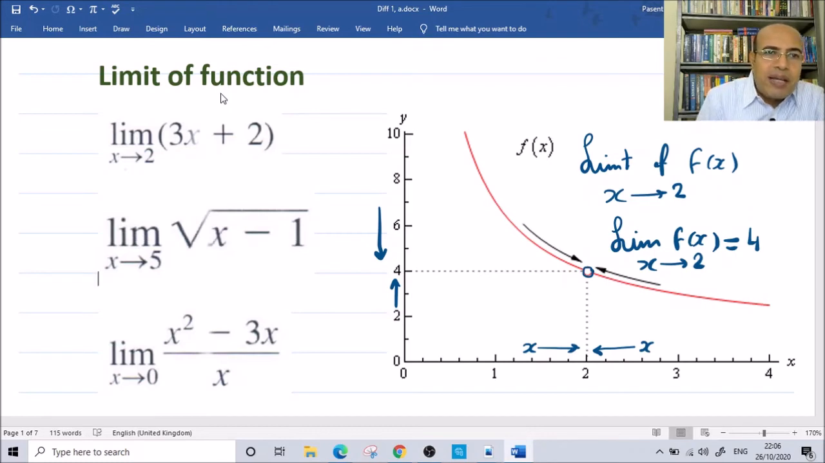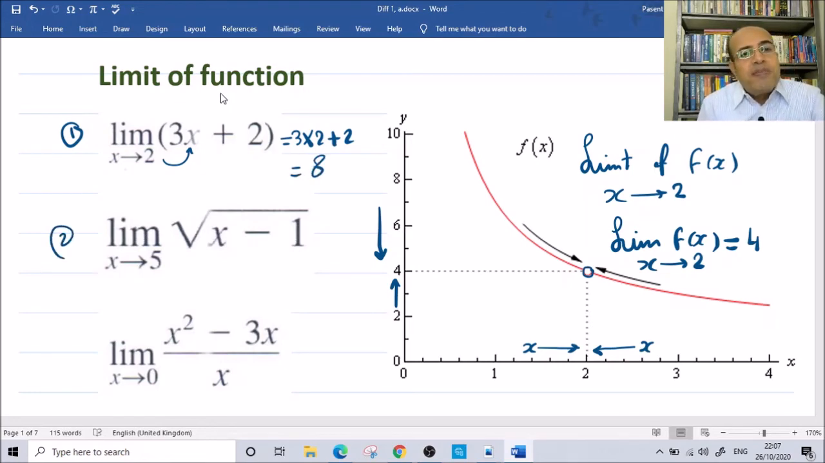For example, look at example number 1. Lim 3x plus 2 when x tends to 2. Just replace x by 2. So the answer is 3 multiplied by 2 plus 2. 3 times 2 is 6, plus 2 equals 8. Finish. Number 2. Lim square root of x minus 1 when x tends to 5. Just replace x by 5. So it is the square root of 5 minus 1. 5 minus 1 is 4. Square root of 4 equals 2.